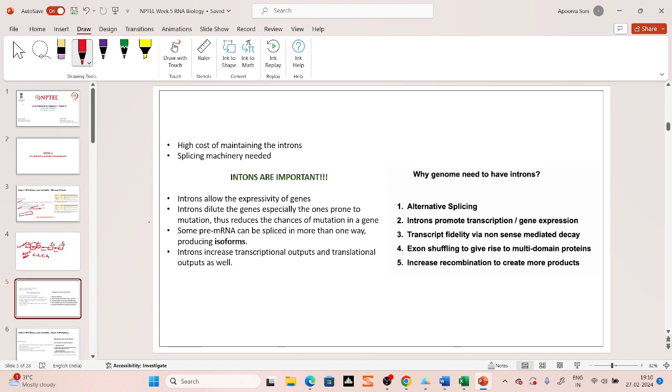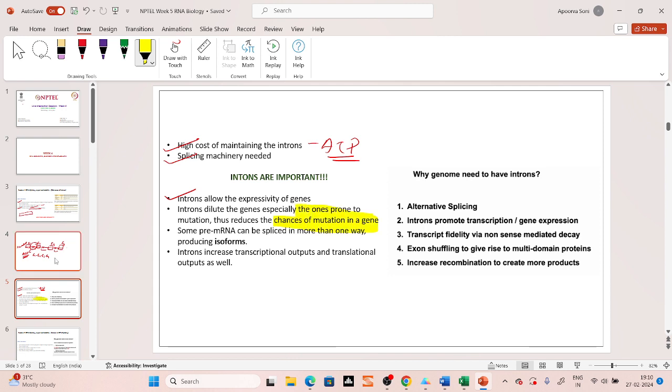As I said, there is a high cost of maintaining the intron, because ATP is needed to sustain the introns, and splicing machinery is also needed. Even so, why do we need introns? Because introns allow the expressivity of genes. This point we have already studied, just now we have discussed. Now, introns dilute the gene, especially the one prone to mutation, thus reducing the chance of mutation in a gene.